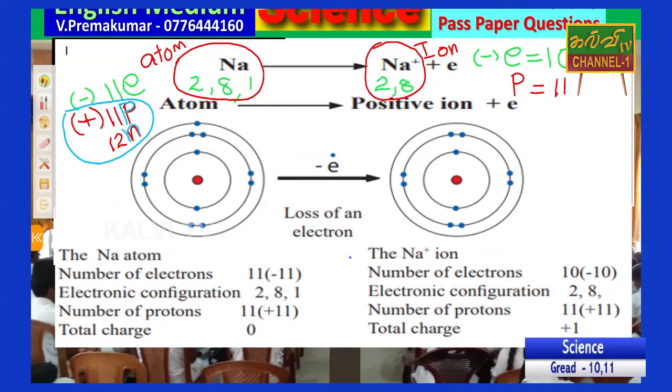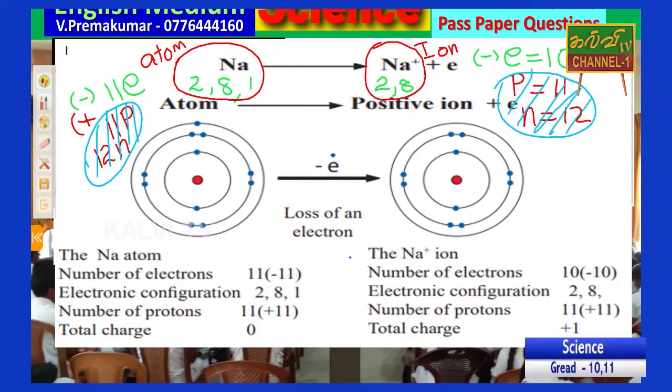Here also, how many protons? 11 protons, right? 11 protons, 12 neutrons, right? 12 neutrons. Here the protons are 11, neutrons also 12. Why? They are available in the nucleus. They won't change. The number of electrons definitely changes.